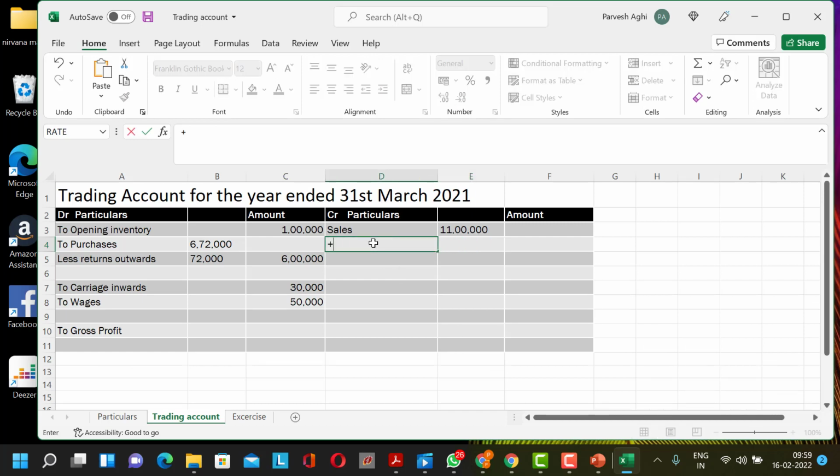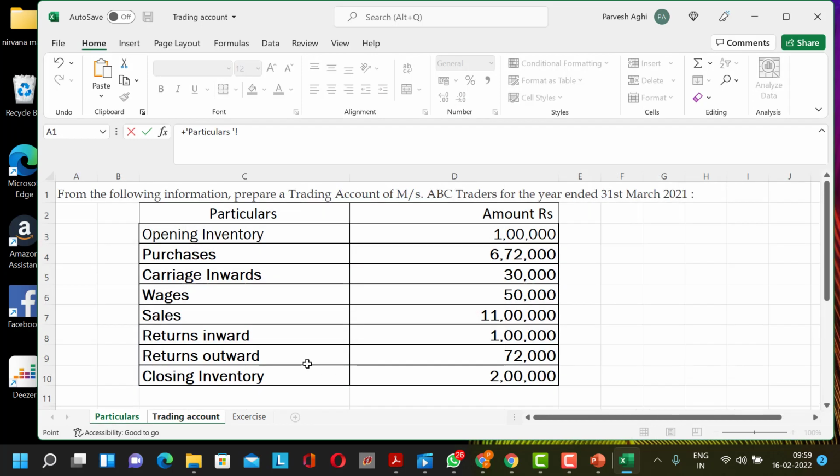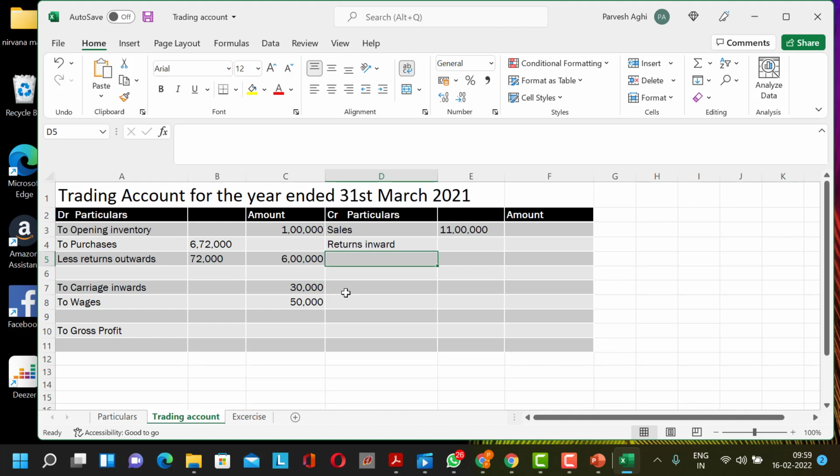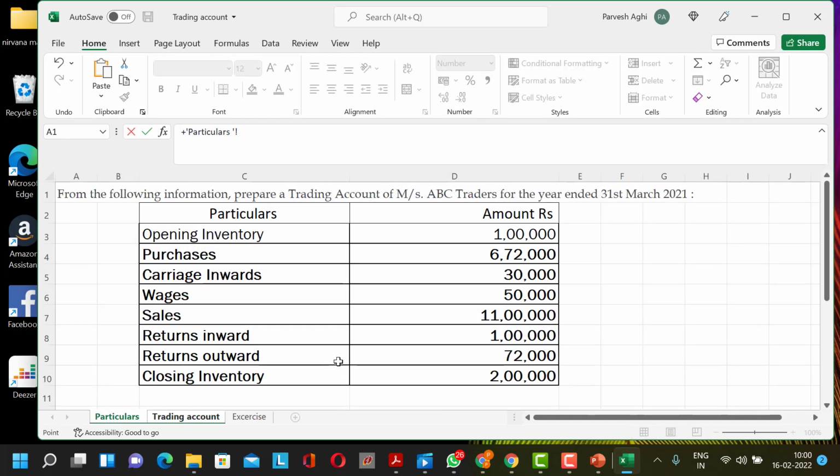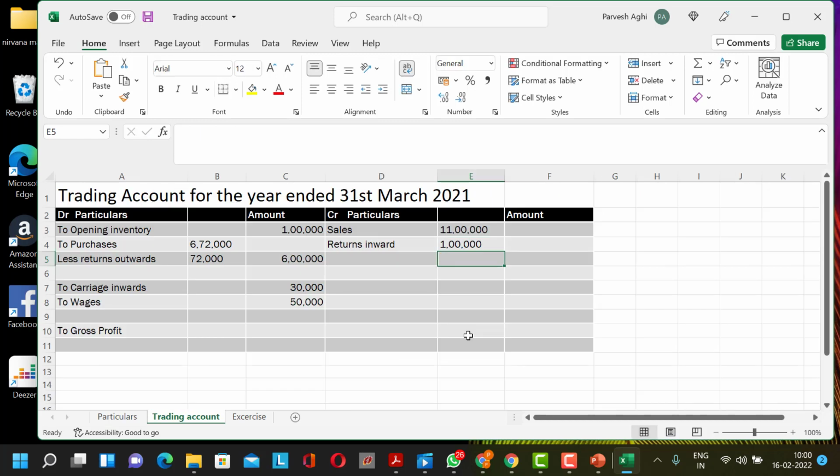And then you have some return inwards, okay, return outwards, okay, return inward. हाँ, आपके पास वापस सामान आया है बाहर से. So put a return inwards here, either by putting a cell referencing, or you can just type returns inward, okay. Either type the word or take it from the particular site and put the amount here. What is my return inwards? So that means I have sold some goods, but the customers have returned back to me. Okay, have you got it?